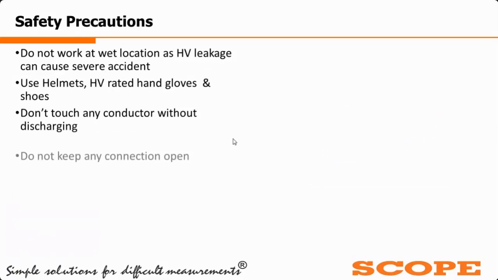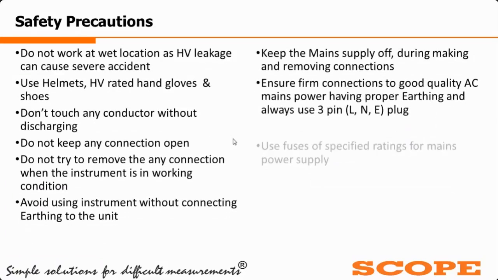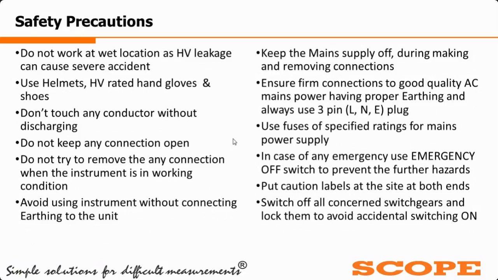So these are all the safety precautions you have to always keep in mind. While testing, meaning while locating the cable fault using scope instruments, you always have to connect the earthing first to all the instruments. After connecting the earthing, you connect all the test lead sets to the cable under test, and lastly you connect the main supply to the instrument.